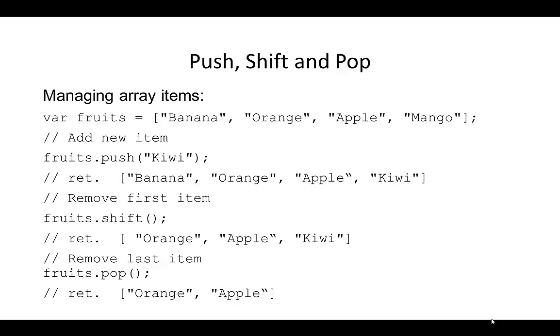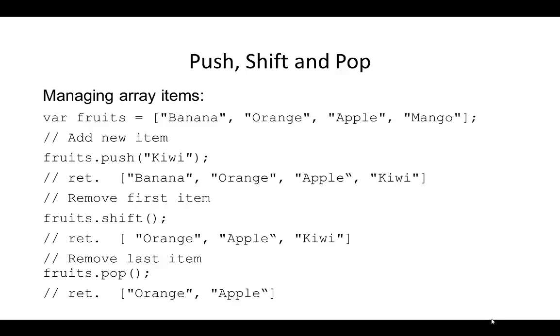So here I've got an array, fruits: banana, orange, apple, mango. If I want to add a new item, I can use the push method on the variable to add myself a kiwi. And then I've now got a list with, it should have mango, kiwi, sorry. Oh God, another typo. Mango, kiwi.